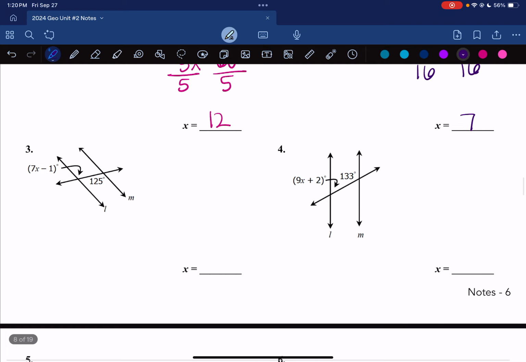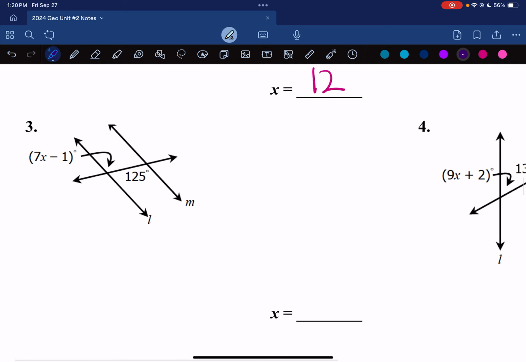Okay, number 3. Need to be really careful. Do you guys see this arrow here? It's pointing to this angle right here. And the 125 is talking about this angle. So these 2 angles, when we have our parallel lines, L and M are parallel, are alternate interior angles, which means they are congruent. So 7x minus 1 equals 125.